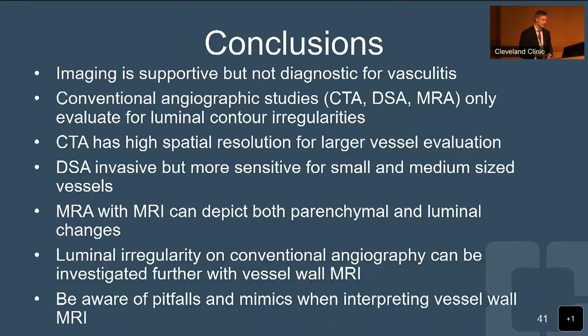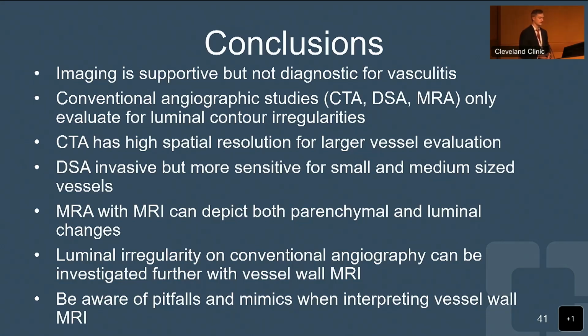So wrapping things up, we have a lot of imaging available to help us. It's supportive of the diagnosis of vasculitis, but not essentially diagnostic for a vascular process. So we use it in conjunction with the clinical history and all different labs that have been obtained. Conventional angiographic studies, CTA, DSA, MRA, these are only used to evaluate luminal contour irregularities. CTA has high spatial resolution for larger vessel evaluation. DSA is invasive, but more sensitive for the small and the medium-sized vessels, as we discussed.